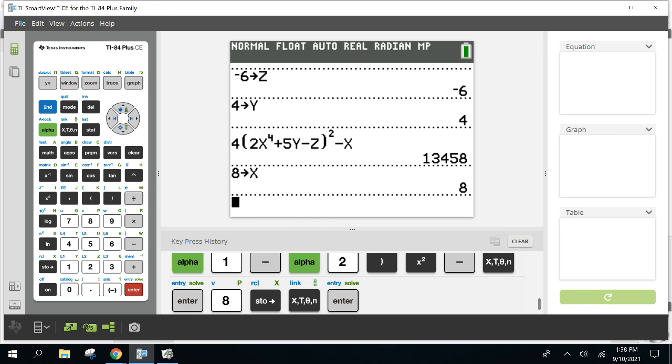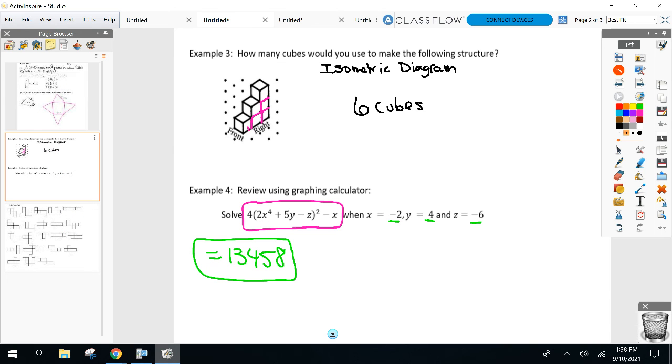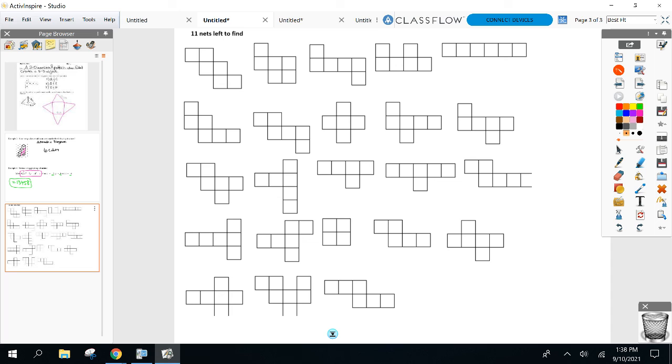Let me help you get started. What did you guys tell me? How many faces on a cube? 6. So it probably doesn't make sense to circle something that doesn't have 6 squares in a pattern, right? So anything that's got 5 or less or 7 or more, probably you can cross it out.